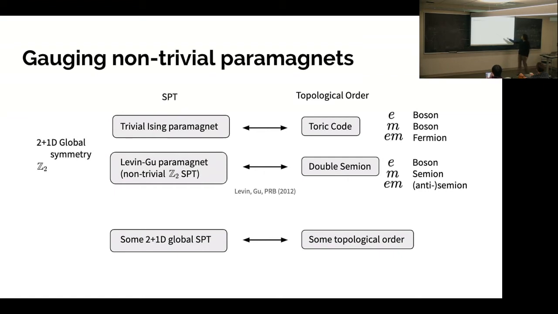So this is what I just went over. But more generally, if you start off with some non-trivial paramagnet, for example, this Levin-Gu paramagnet, which is a non-trivial Z2 SPT, you gauge this, and instead of getting toric code, you get double semion, which is another type of topological order. Toric code has two bosons and a fermion. Double semion has a boson and two semions. And more generally, if you start with some two-dimensional global SPT and gauge it, you get some topological order. And this is exactly the same relation between subsystem SPTs and fractons.